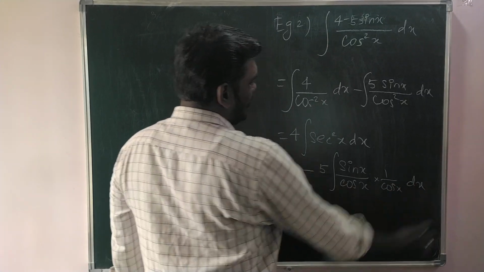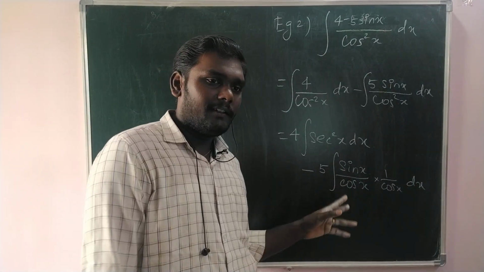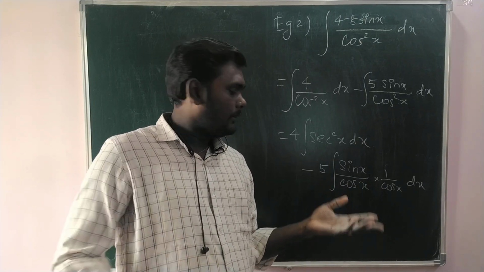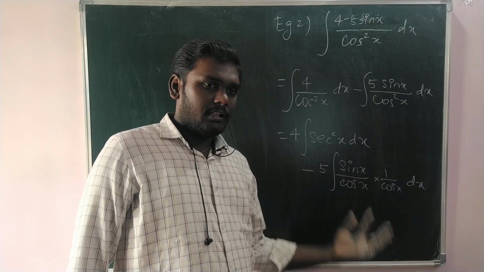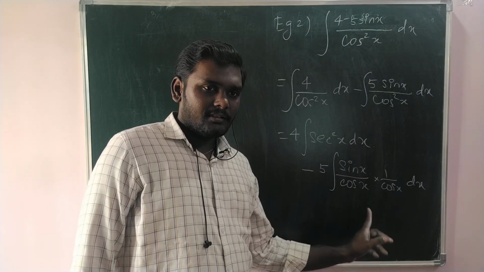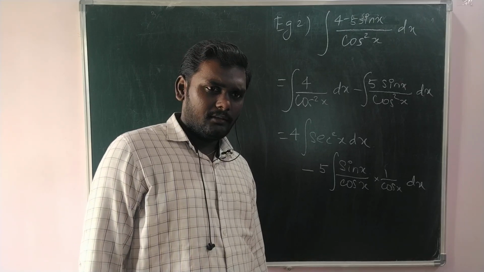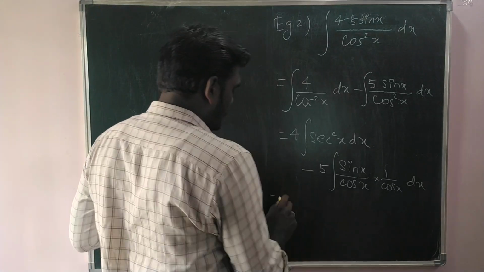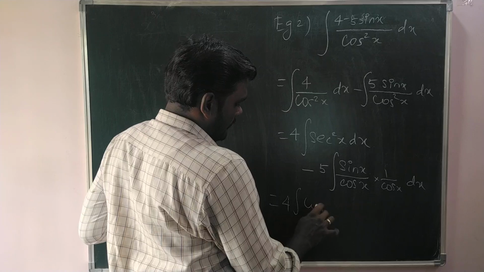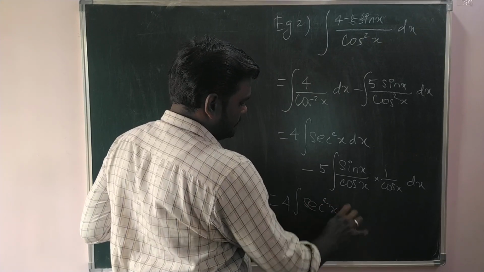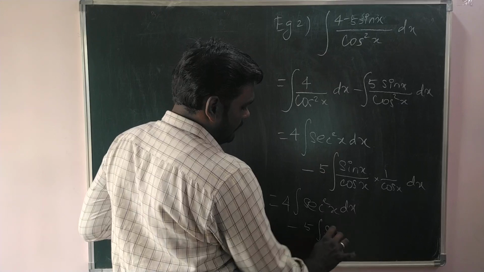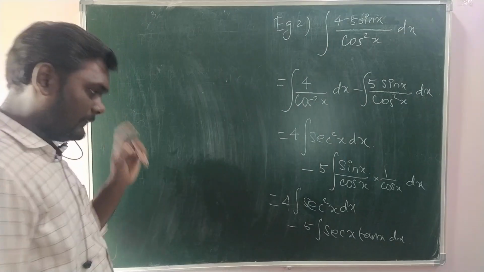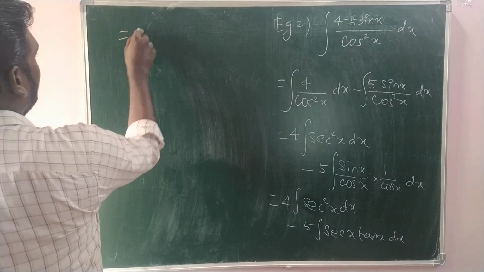Why am I taking this form? Because we don't have the formula for sin x into secant squared x, since they are in product form. But if I write it in this form, what do I get? Tan x into sec x, right? Do we have a direct formula for that? Yes, we do. So this can be written as 4 into integral secant squared x dx minus 5 into integral secant x tan x dx.